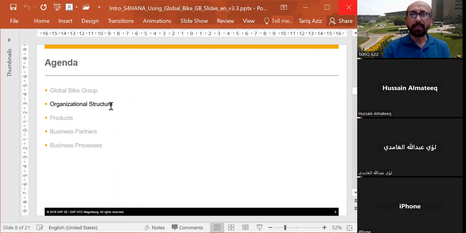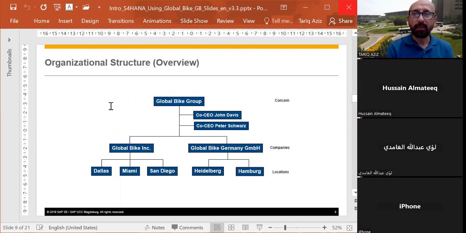Okay, now the organization structure. The big organization, the Global Bike Group, has two CEOs. There were two companies, and they have five locations. When we say location, you can say they are the plants. One plant in Dallas, one in Miami and one in San Diego. They are the three plants in the United States, and two plants in Germany, Heidelberg and Hamburg. So this was the organizational structure overview in two different countries.